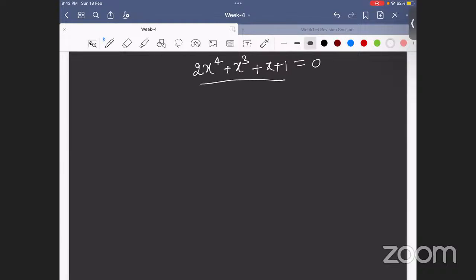Now if x is equal to minus infinity, we'll get minus infinity, because for x power 4 we'll get positive infinity, and for minus infinity cube we'll get minus infinity. In this case I think we'll get minus infinity.